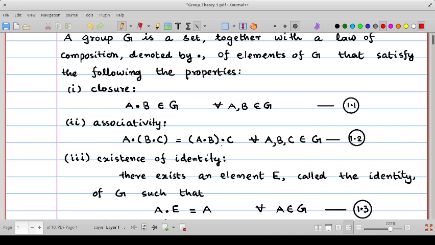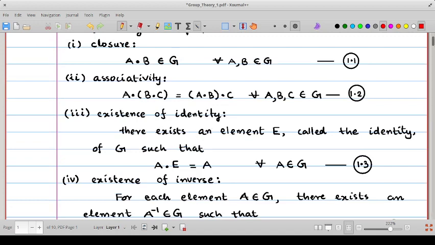And the other one is the following. We can first take the composition of A and B and then take the composition of the result with C. And if these two give the same element of the group, that is if A dot (B dot C) and (A dot B) dot C are the same for all elements A, B and C of the group, then we say that the composition operation is associative.